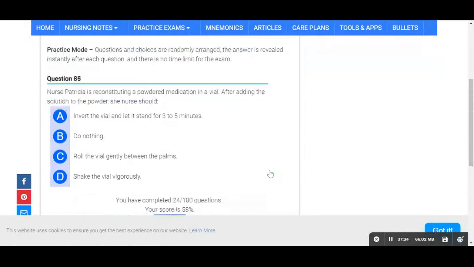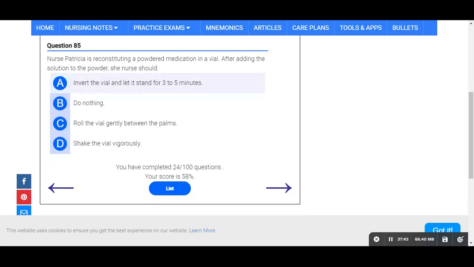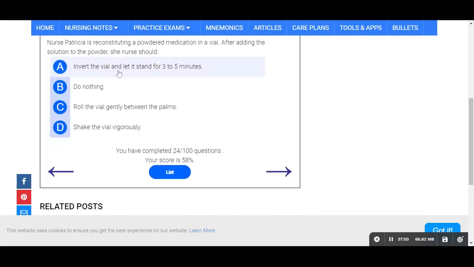Now, let's try another one. Nurse Patricia is reconstituting a powdered medication in a vial. After adding the solution to the powder, the nurse should invert the vial and let it stand for 3 to 5 minutes. Do nothing. Roll the vial gently between the palms. Shake the vial vigorously.